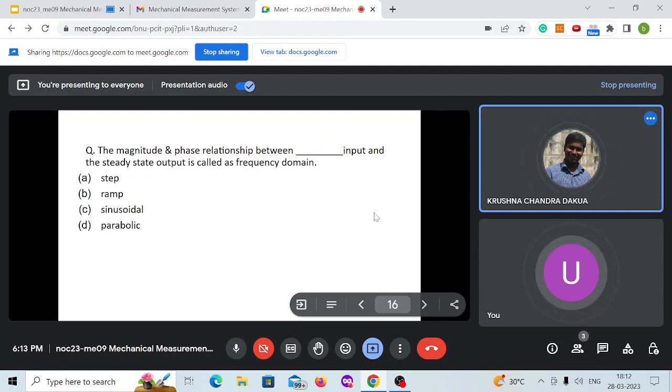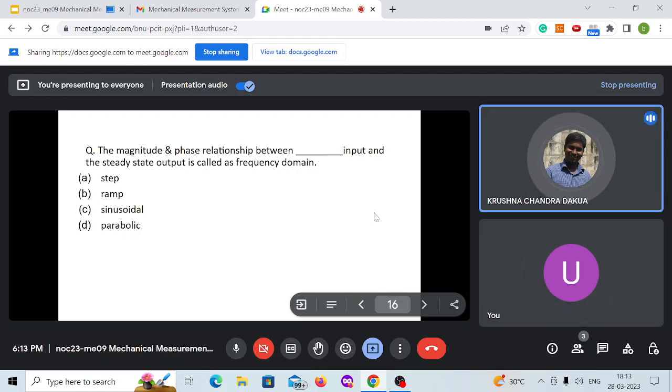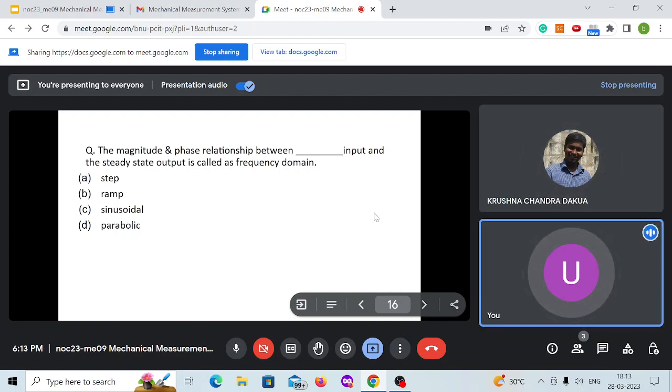Moving on, next question. The magnitude and phase relationship between dash input and the steady state output is called the frequency domain. The relationship is asked between what type of input and the steady state output. Magnitude and phase, the tan inverse of omega t, gives you the phase lag.